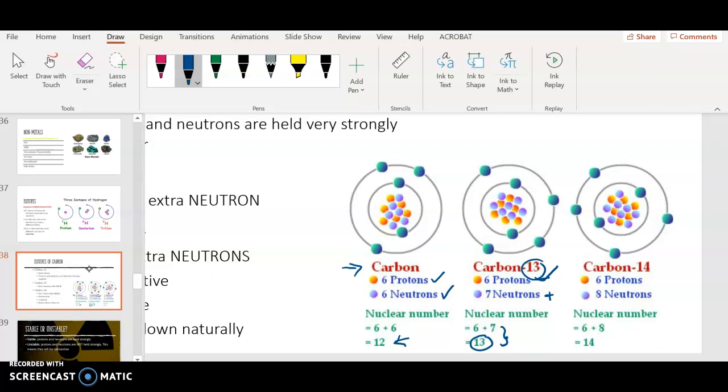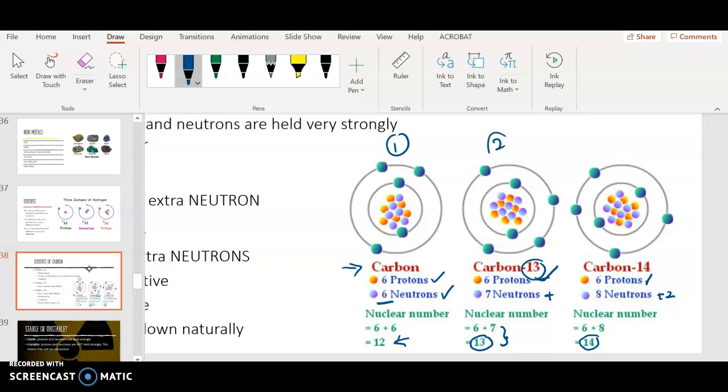Carbon-14, still the number of protons remains the same. Now it has 2 extra neutrons to what it was originally. It has 8 neutrons, which will give a mass number of 14 because 6 plus 8 is 14.